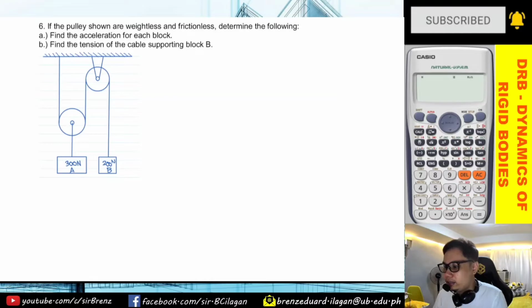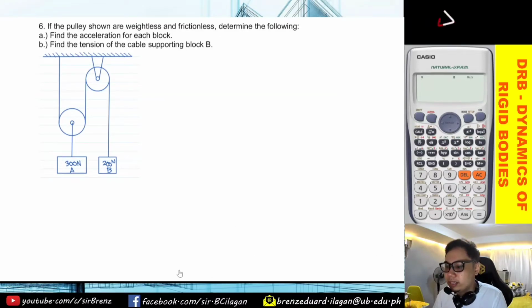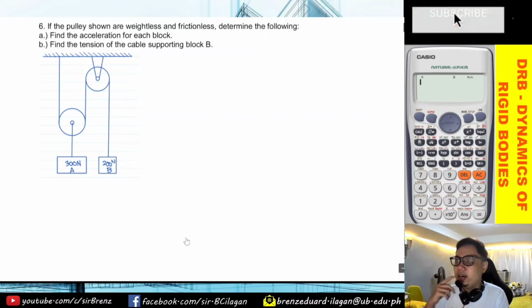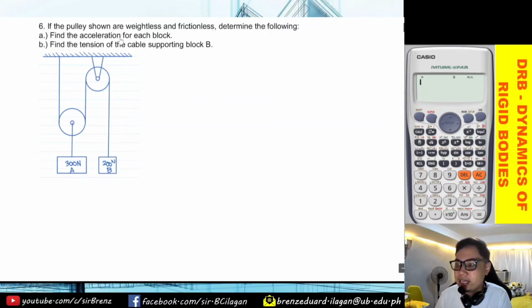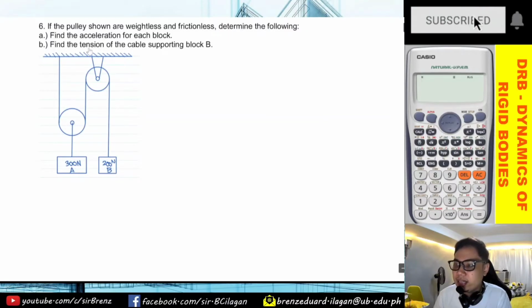Okay guys, so this is our first example. Ayan, so basahin muna natin. If the pulleys shown are weightless, ayan, weightless daw itong mga pulleys na to, and frictionless, so walang friction, determine the following. For letter A, find the acceleration for each block, block A and block B. And letter B, find the tension of the cable supporting the block B.